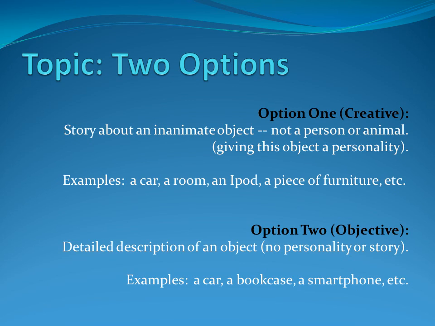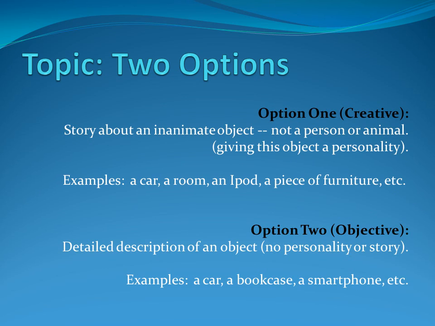Now, for the topic, you have two options. Some people like to be creative. They like to tell stories, and your choice is to choose any inanimate object, not a person or an animal, any object you want, and give this object a personality by telling a story about it. The example could be a car, a room, an iPod, a piece of furniture, anything that you like, but it should be something that's special to you, maybe an engagement ring or a basketball that you used to win the game in high school, anything you like that's not human or an animal.